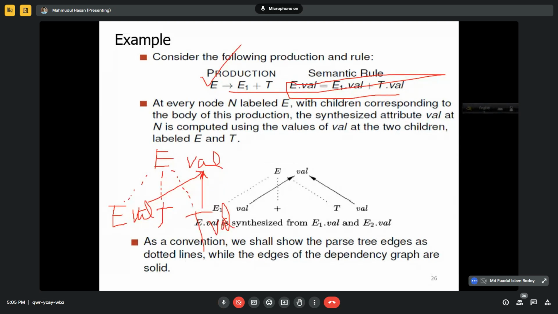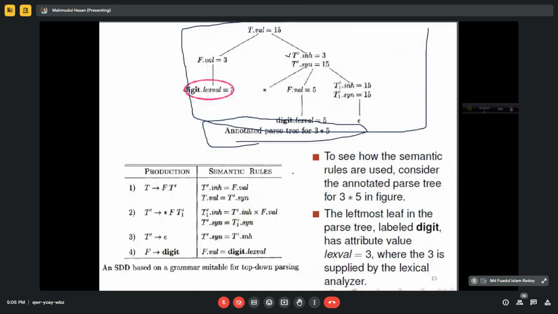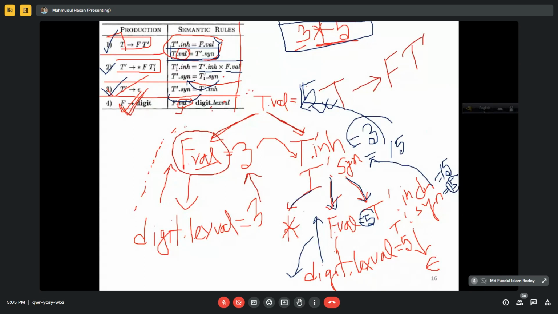Okay, suppose I am trying to draw the dependency graph for this input and for this grammar. Okay, let's go.